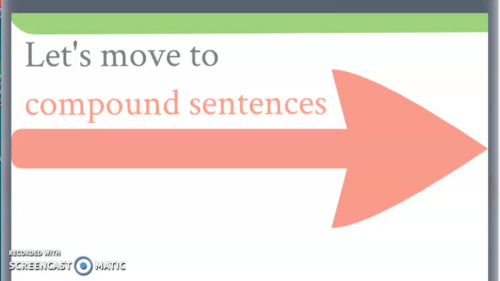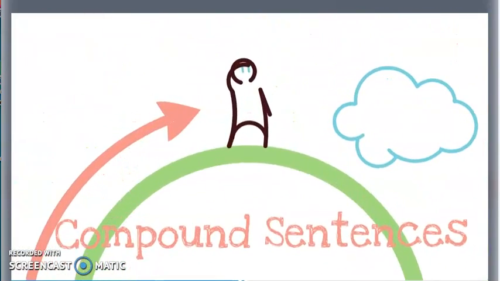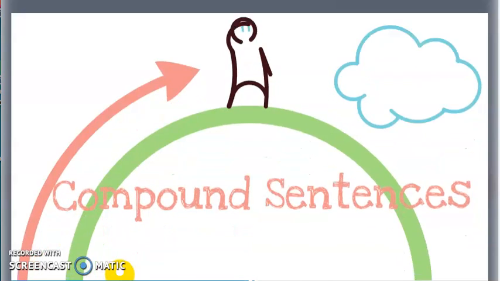Let's move to compound sentences. A compound sentence has two independent clauses. The independent clauses or complete sentences can be combined in three ways.